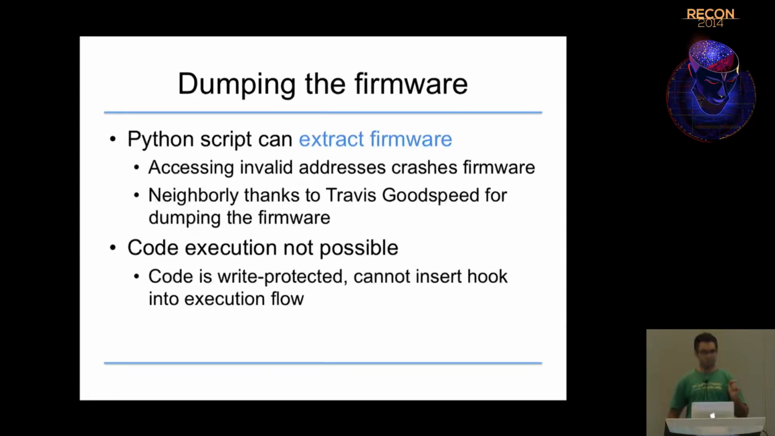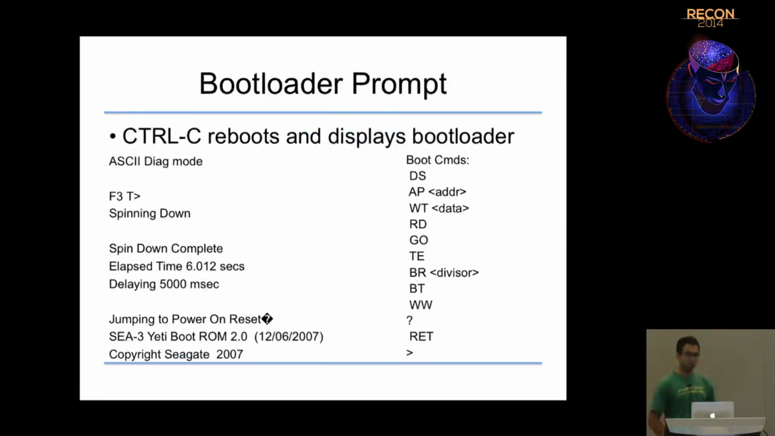Well, Travis was kind enough to write a Python script that can extract the firmware with this. And the only problem is that if you access an invalid address on the drive, it will crash. So it needs some trial and error and a lot of rebooting to get the whole firmware. But still, you don't have code execution with that. You could now go and analyze the firmware, find code flow, and then inject some code in this code flow to get control. But this was a bit too complicated, so I looked further.